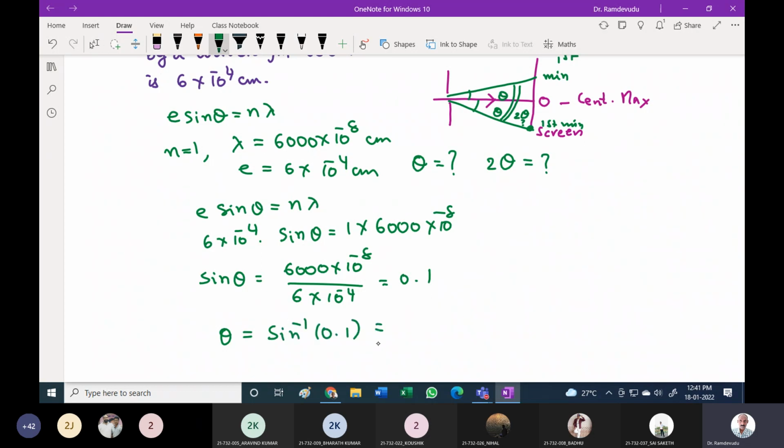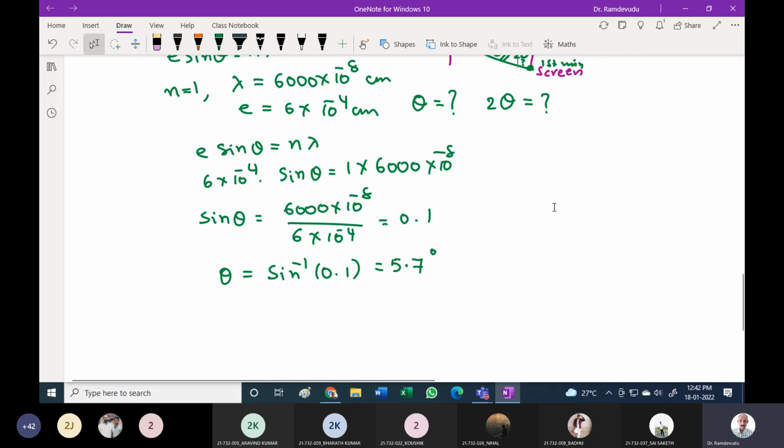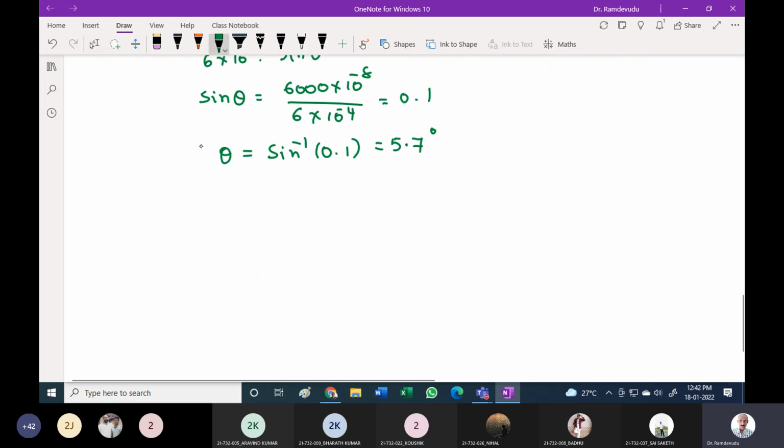What is the angle? How much do you get? 5.7 degrees. Are you getting 5.7 degrees, all of you? Yes, sir. So this is 5.7. That means they're asking, on either side of the central maximum, what is the angular separation?